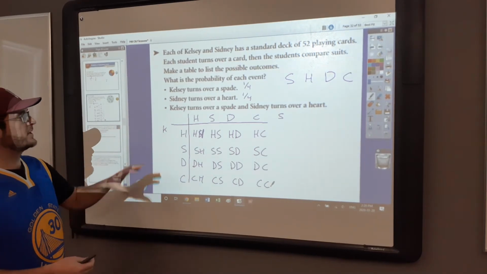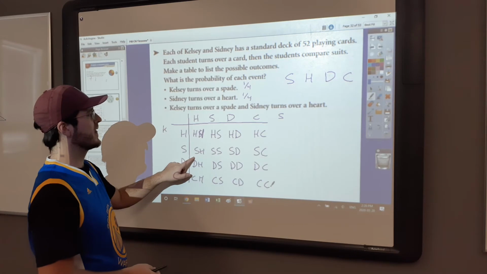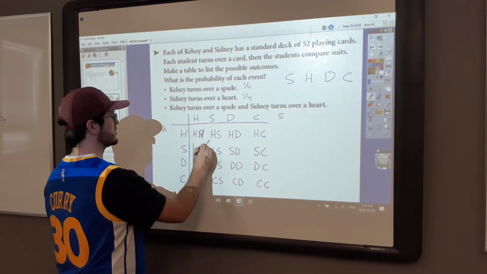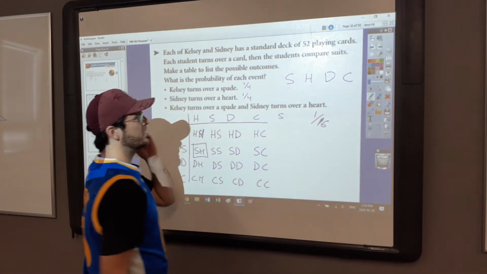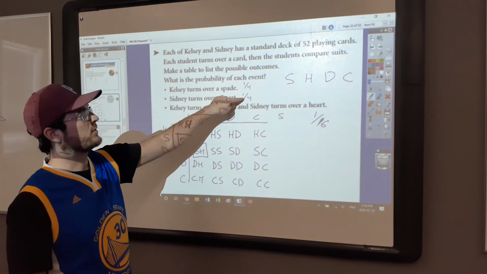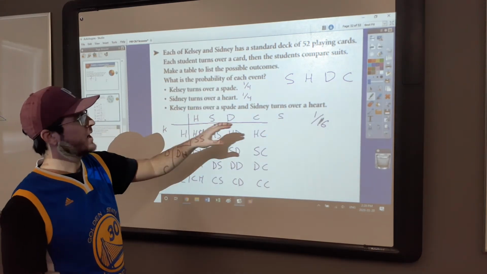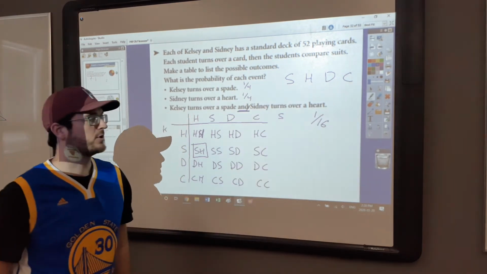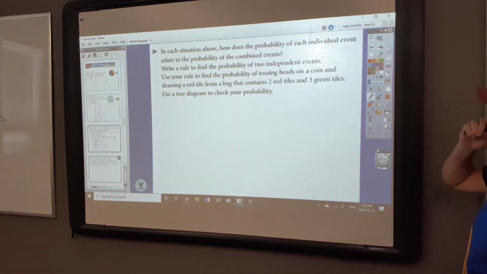So what's the probability that Kelsey has a spade, so that would be one of these four, and Sydney having a heart? Well, there's just that one option. So this is just 1 out of 16. So again, hopefully you're starting to think, how are these two things related? Her getting a spade and the other one getting a heart, how is that related to Kelsey turning over a spade and Sydney turning over a heart? And we're going to find that it's actually a pretty straightforward little shortcut here.